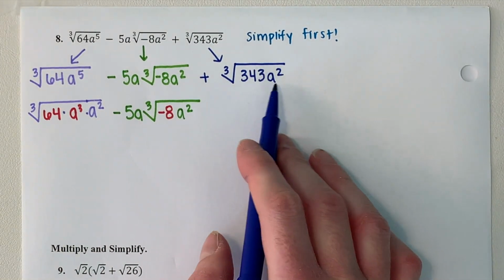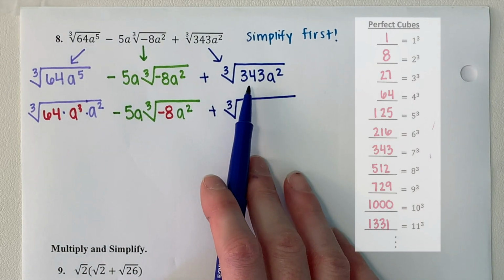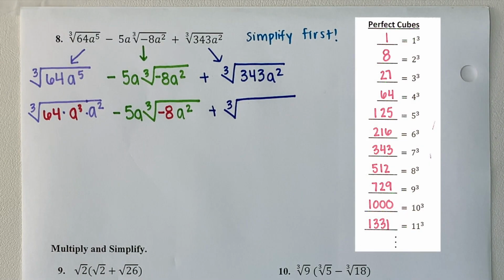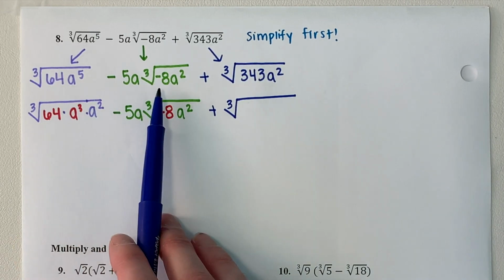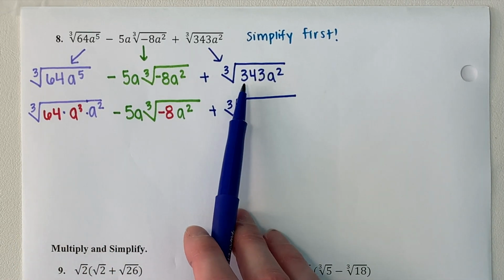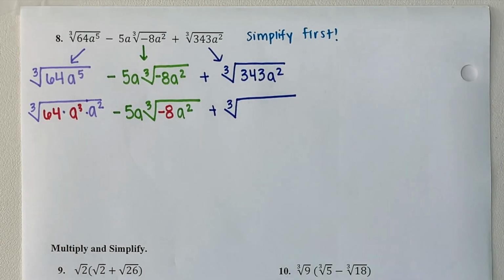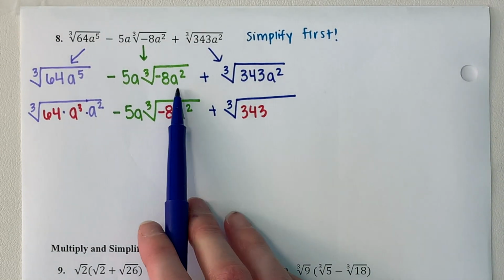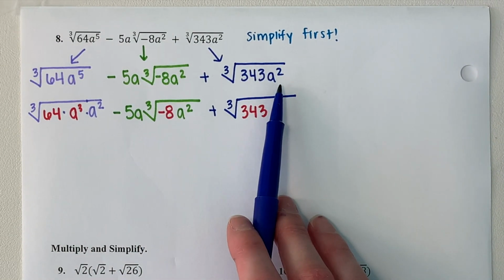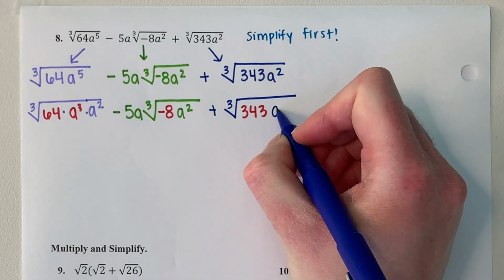Next, let's focus on this radical here. Is 343 a perfect cube? It is. If you look at our list of perfect cubes, you'll find 343 on that list. You'll also know that these are all perfect cubes because if you take the cubed root of 64 or the cubed root of negative 8 or the cubed root of 343 on your calculator, it will give you a whole number. So 343 is a perfect cube, so I'm just going to put it in red for now. Again, like we said over here, a squared is not a perfect cube, and there are no perfect cubes that multiply evenly into a squared. So we'll just leave a squared as is.